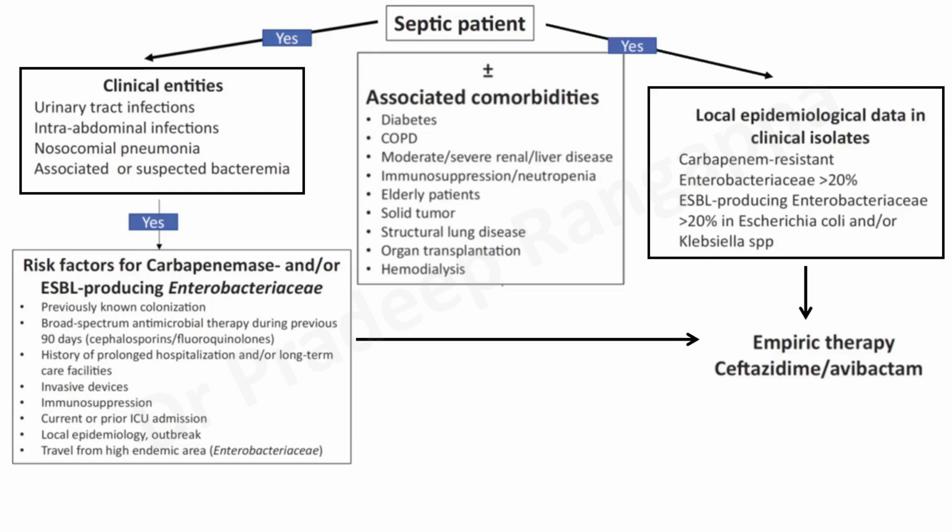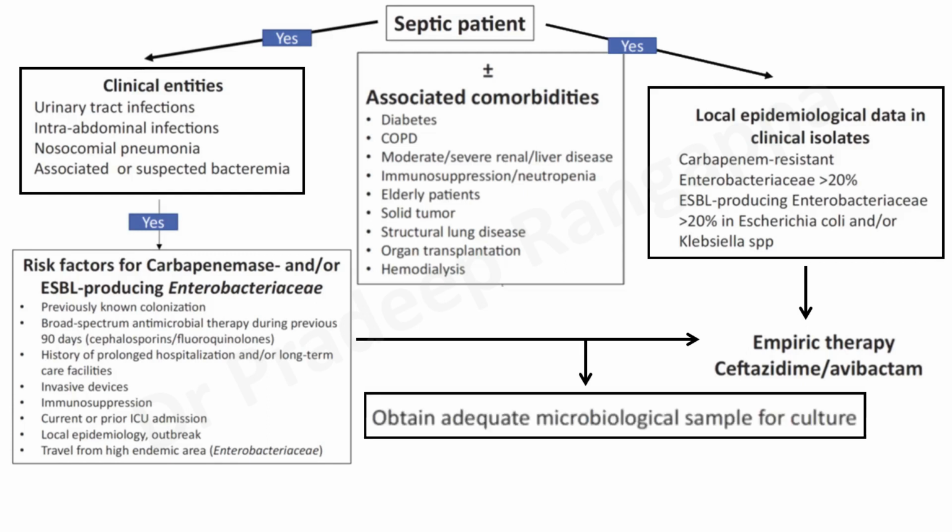Or if you don't have any of this, but your local epidemiological data, which is very important, says that CRE bugs are more than 20% of all the enterobacteria, so E. coli, Pseudomonas, Klebsiella, or you have ESBL producing enterobacteria more than 20%, and Klebsiella is a predominant organism, because once you have Klebsiella, 50% are resistant to carbapenem, then you are possibly justified in considering empiric therapy.